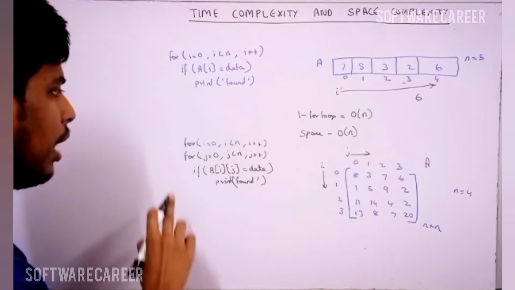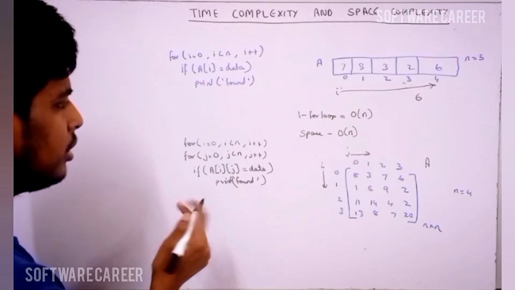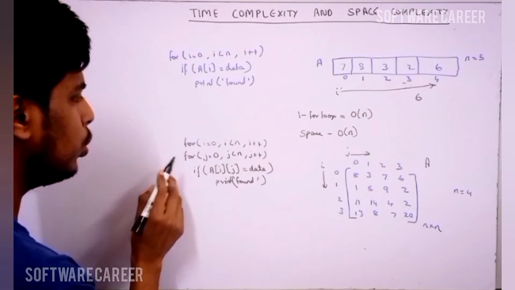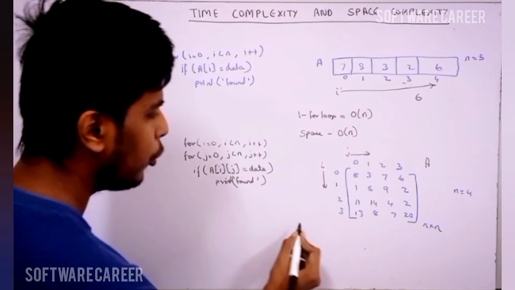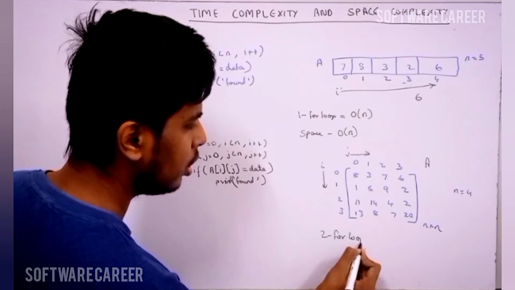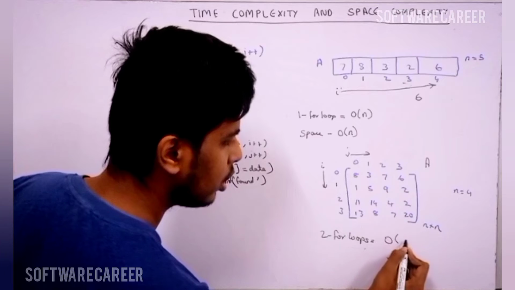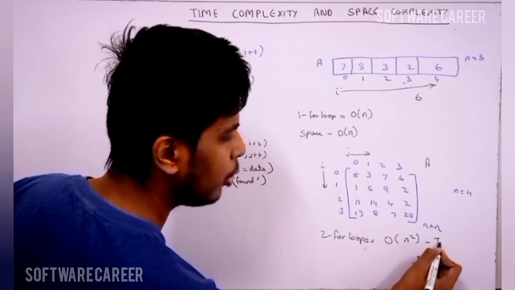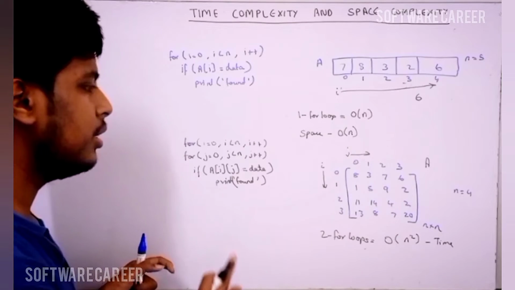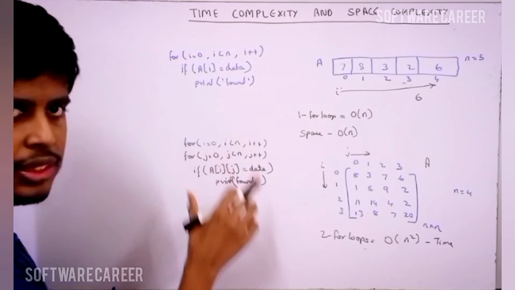Now I should find the time complexity for this program. The simple method is finding how many loops are there in this code. See, there are two for loops. So two for loops means it is O of n square. This is the time complexity. Now the other way of finding it is analyzing the code. You can find the time complexity by analyzing the code.